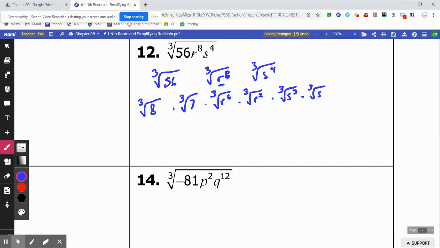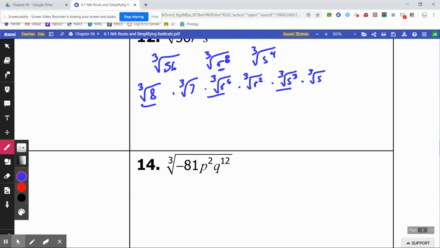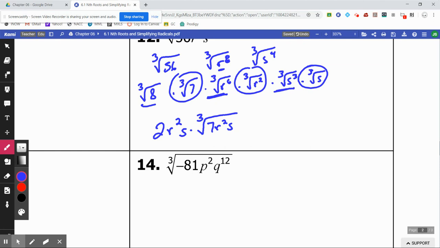So I know this, and I know this. Cube root of 8 is 2. Cube root of r to the sixth is r to the second. Cube root of s to the third is plain s. And then the cube roots that you don't know, you can put a dot if you'd like to keep that s and that third power separated. I don't know the cube root of 7, I don't know the cube root of r squared, and I don't know the cube root of s, so those things will stay underneath as I simplify.